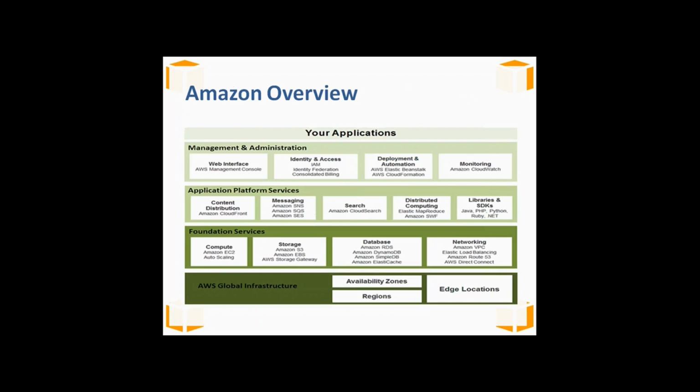This particular stack has at the bottom the Amazon Web Services global infrastructure. Further, there is a foundation service, then application platform services, and further management as well as administration. You can see that your application would be residing on top of this stack. I mean to say the Amazon architecture. There are several architectures available in the documentation, but I am choosing this one because it makes it really easy to understand all the services Amazon provides.